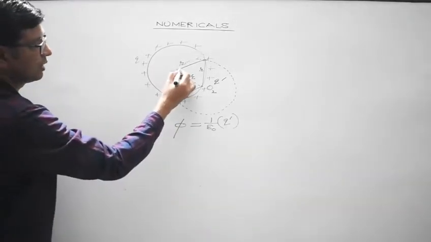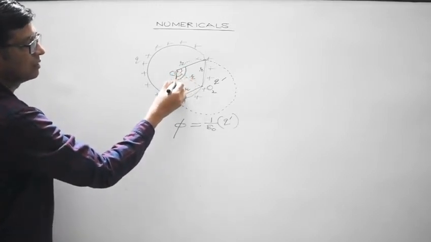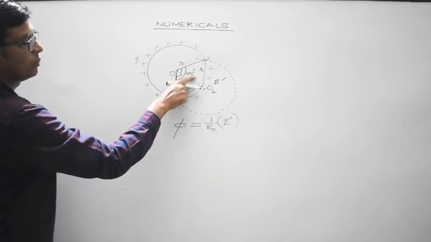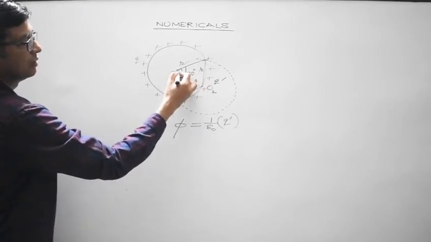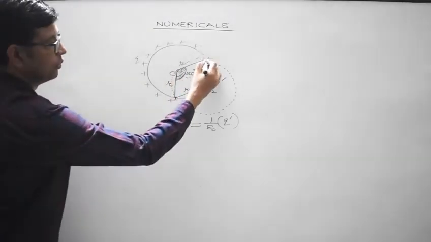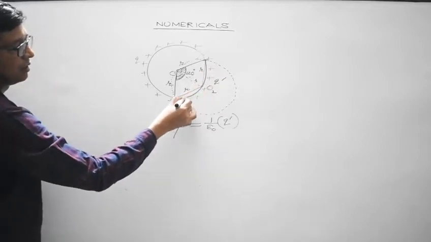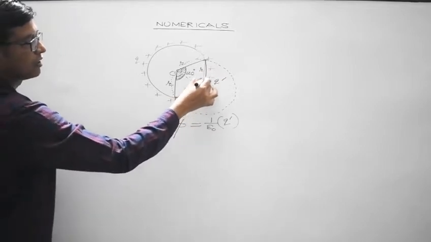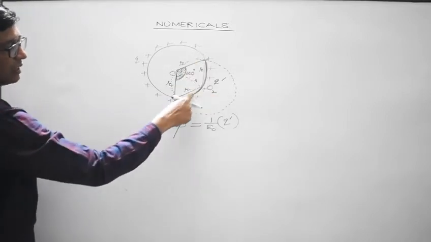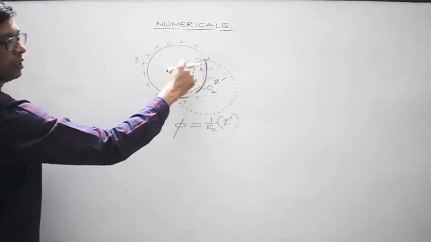Let's consider these two angles. This is 60 degrees. This is also 60 degrees. So the entire angle, this angle, will be 120 degrees. This entire angle will be 120 degrees. So we can easily determine the length of this arc, of this portion of the ring. This length of the arc is subtending an angle of 120 degrees.